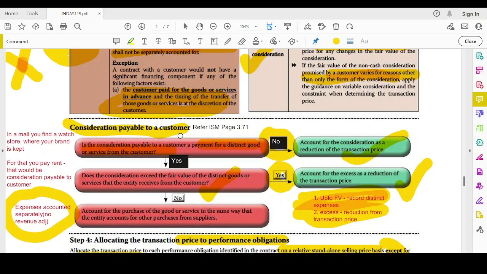Now, you think because it's your customer, you pay them additional rent. You pay them 3,000. Then you are providing some extra benefit to the customer. So up to rupees 2,000 is the fair value, which can be recorded as a distinct expense, and beyond that, the additional 1,000 rupees which you are paying should be shown as a reduction from the transaction price. If it is not for a distinct service, just paying simply, then it should be accounted as a reduction from the transaction price. I hope till this it is very clear.